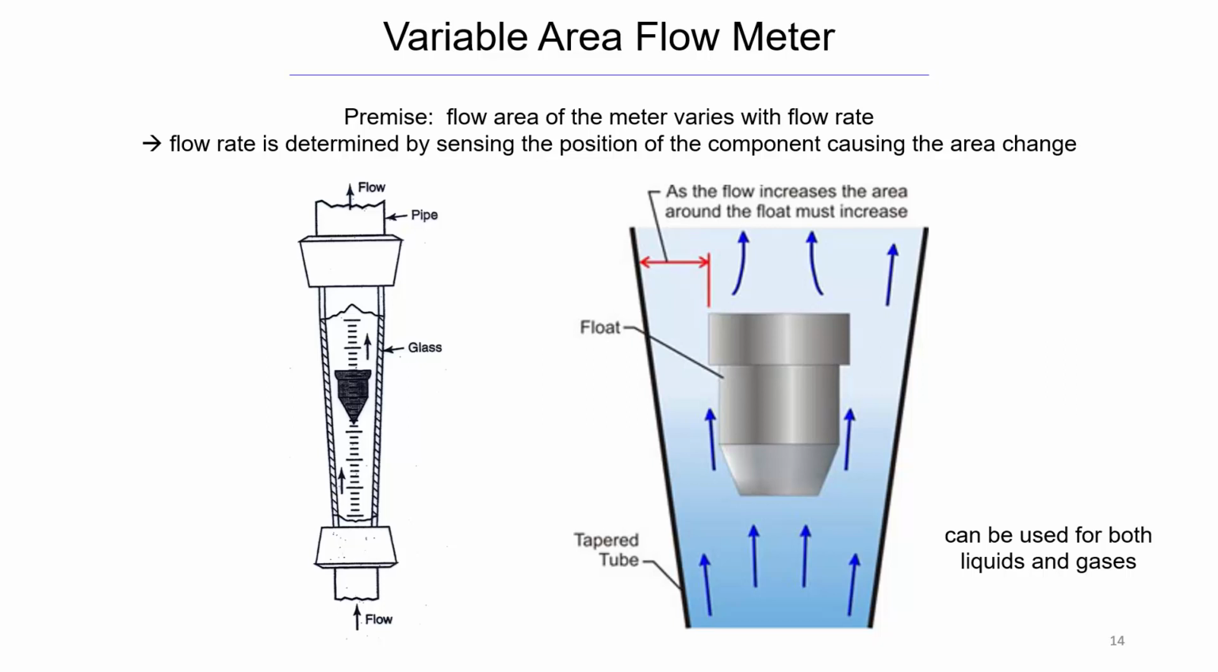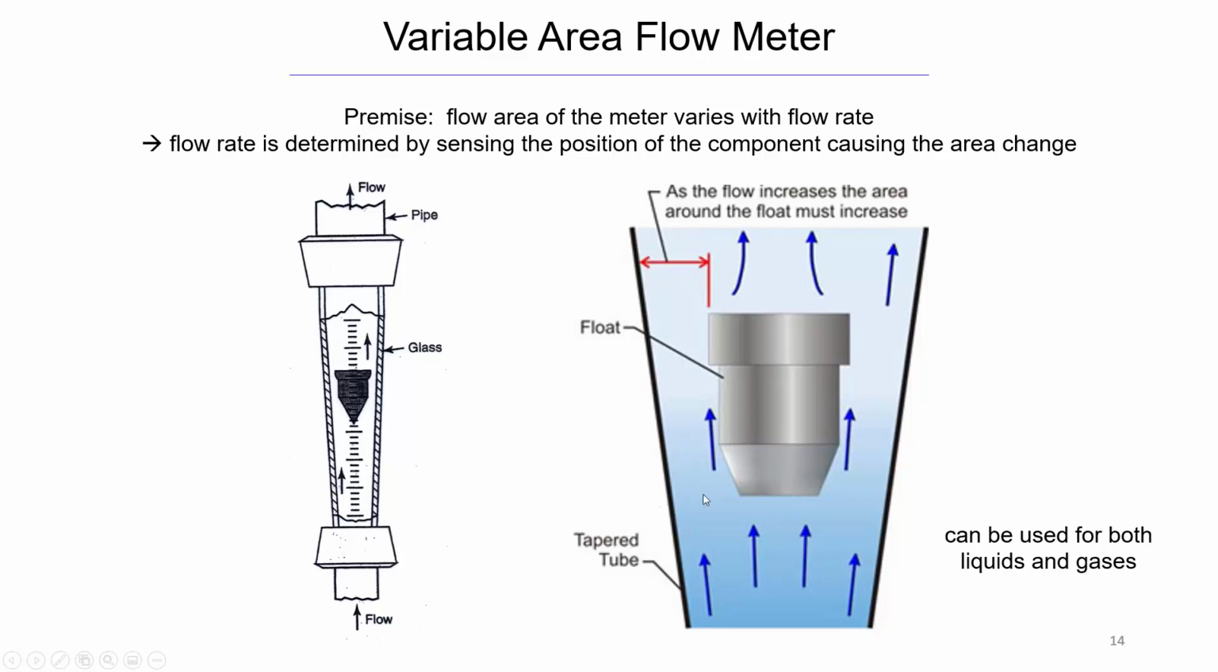The next flow meter is the variable area flow meter. So here we have some illustrations of this. The premise is that the flow area of the meter varies with flow rate. So we have, where's my cursor? There it is. We have, around this float in here, an area where the fluid is going to flow. And depending on the height of this, that area is going to vary. That's the gist of what we're going to get to in the calculations.